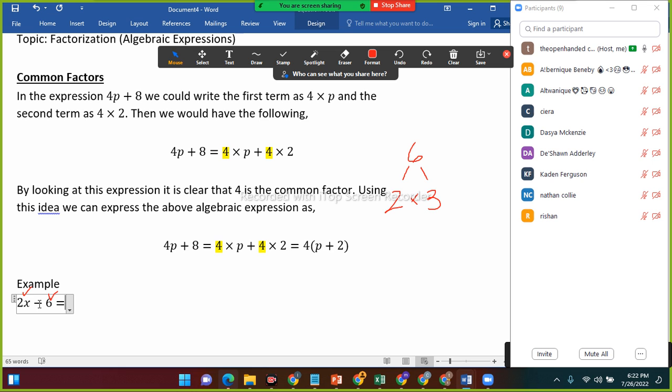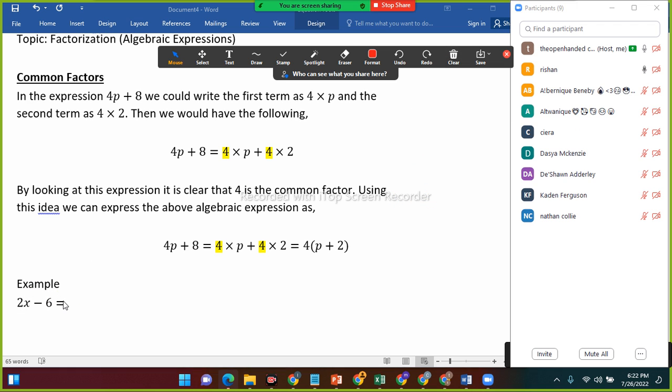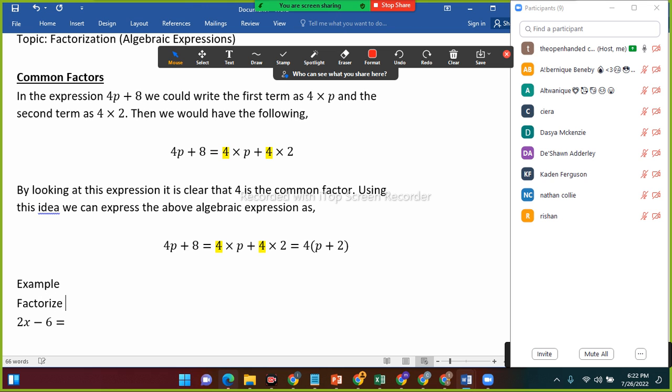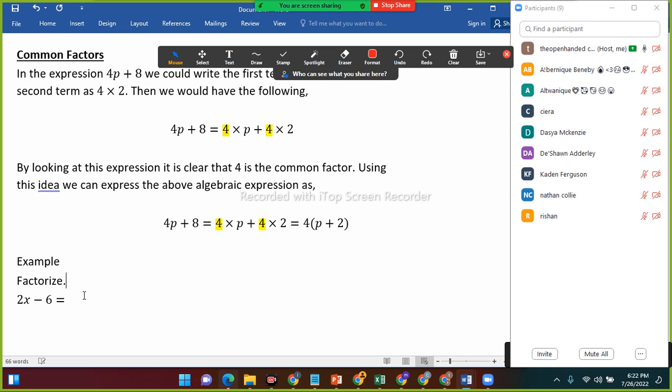Alright, so can you repeat it, please? Yeah, how can we answer 2x minus 6? How can we answer that? 2 times x. You mean like how you have the first one? Yeah, so the instruction is to factorize, right? So how can we factorize this one?